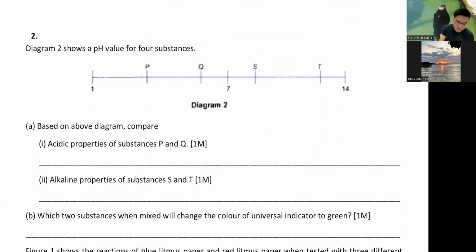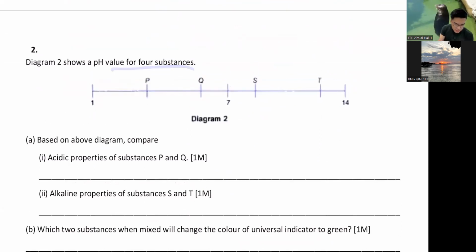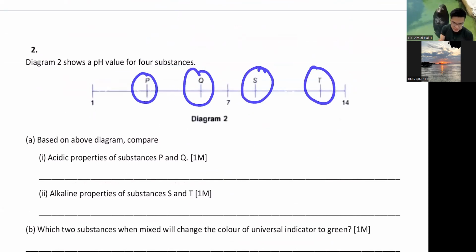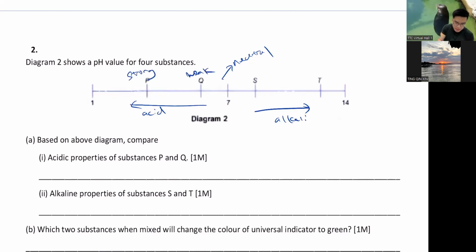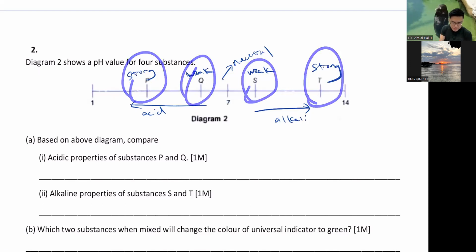All right, next number 2. So this is pH value for 4 substance. Okay, 我们来看这题。So 这里有 P, Q, S, T. Right, pH 7 在这里，This is neutral. 这里是中性啊，所以下去就是 acid，上去就是 alkaline。所以你看到什么？P is a strong acid, right? Because P is down here 嘛。And then Q 是一个 weak acid。Same thing 啦，S 是 weak alkaline，因为它很 near to 7。T very up there，所以这是 strong alkaline。So weak acid, strong acid, weak alkaline, strong alkaline.